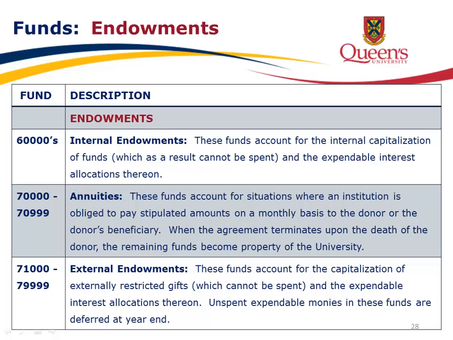These funds account for situations where an institution is obliged to pay stipulated amounts on a monthly basis to the donor or the donor's beneficiary. When the agreement terminates upon the death of the donor, the remaining funds become property of the university.